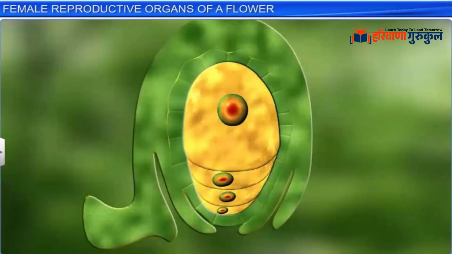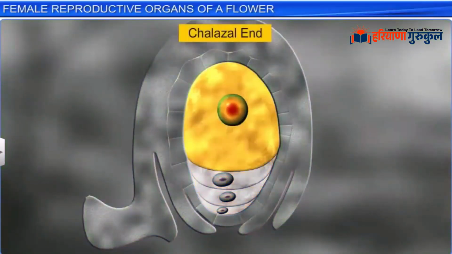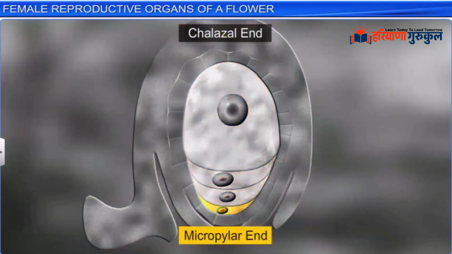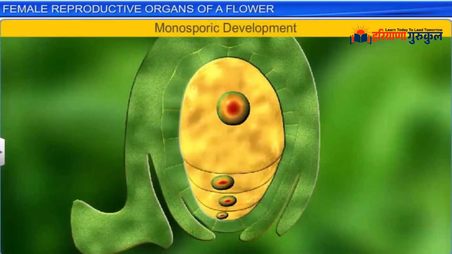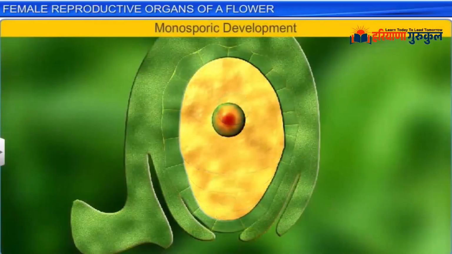Of the 4 megaspores, usually the one near the chalazal end becomes functional, whereas the other 3 near the micropylar end degenerate. The functional megaspore enlarges and simultaneously undergoes mitotic division to form an embryo sac. This type of formation of the embryo sac from a single megaspore is known as monosporic development.